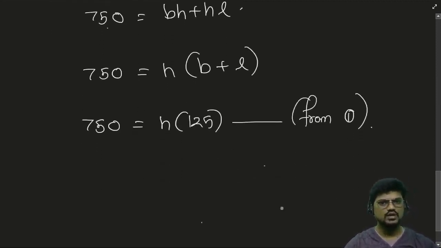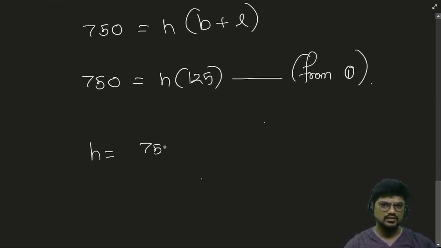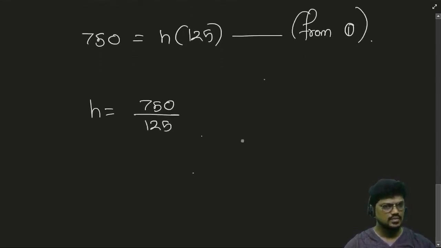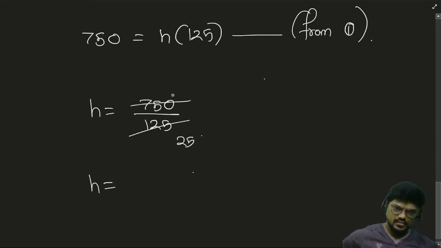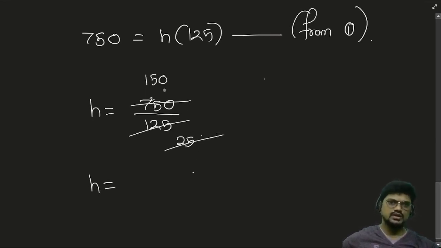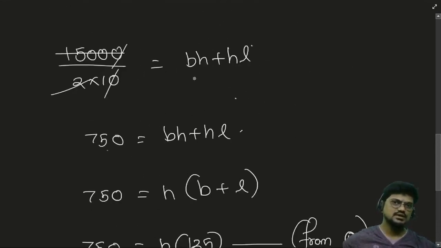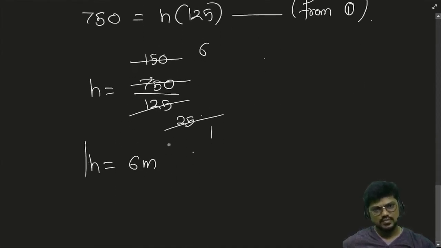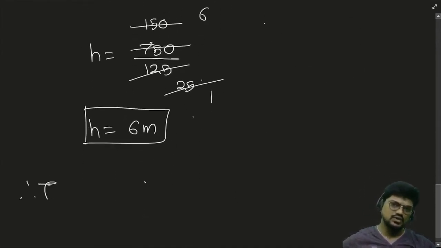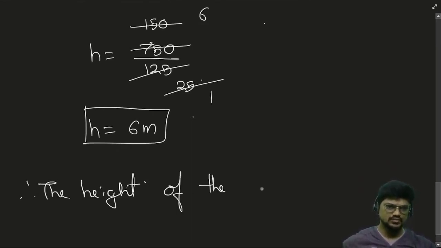So the value of H will be 750 divided by 125. You can cancel in the table of 5. 25 fives are 125, and 25 fours are 100, 6 are 150. So the value of H is 6 meters. Okay, you can write the final answer. Therefore, the height of the wall is 6 meters. Is that clear?